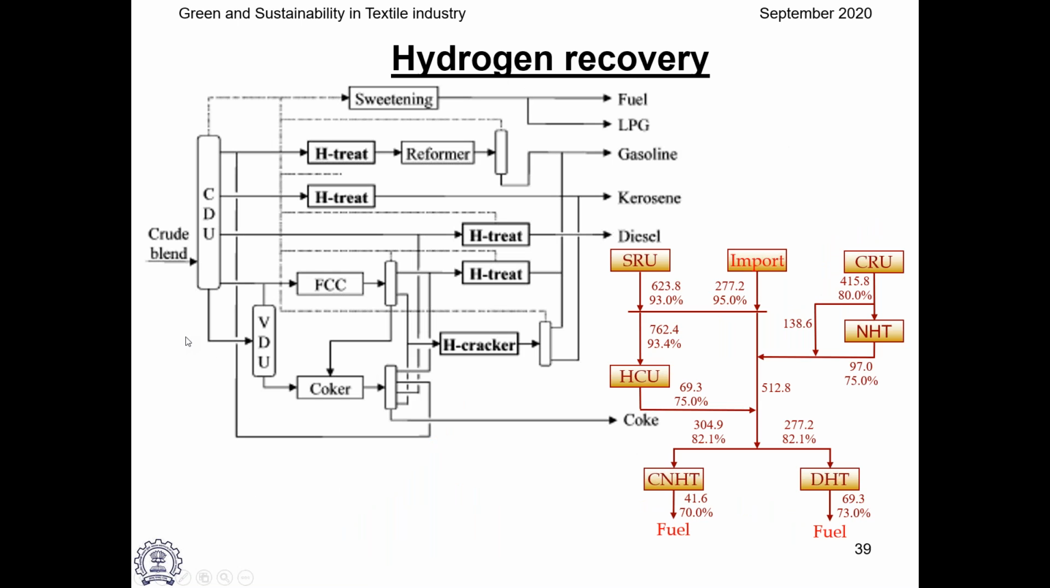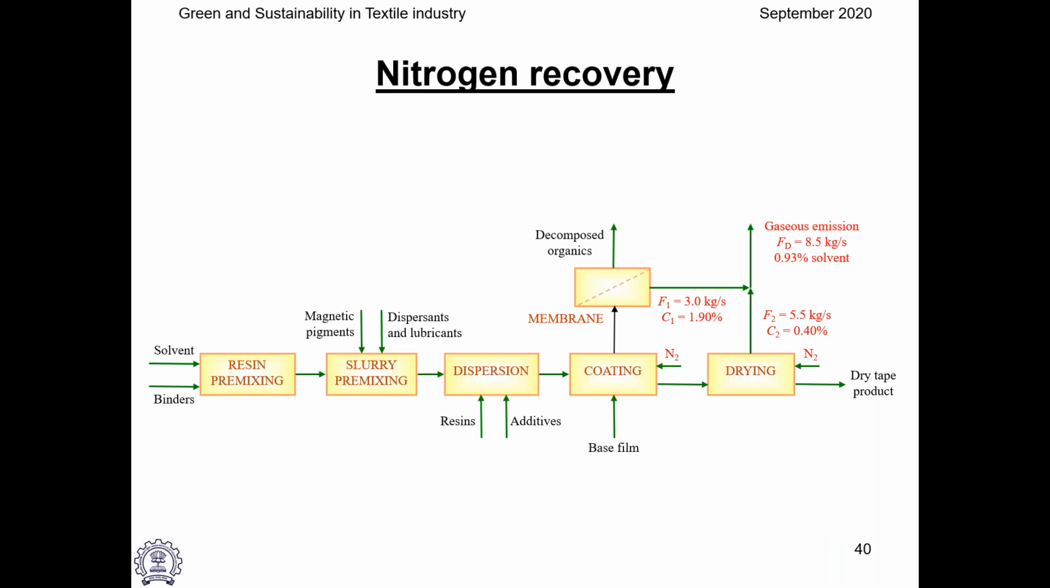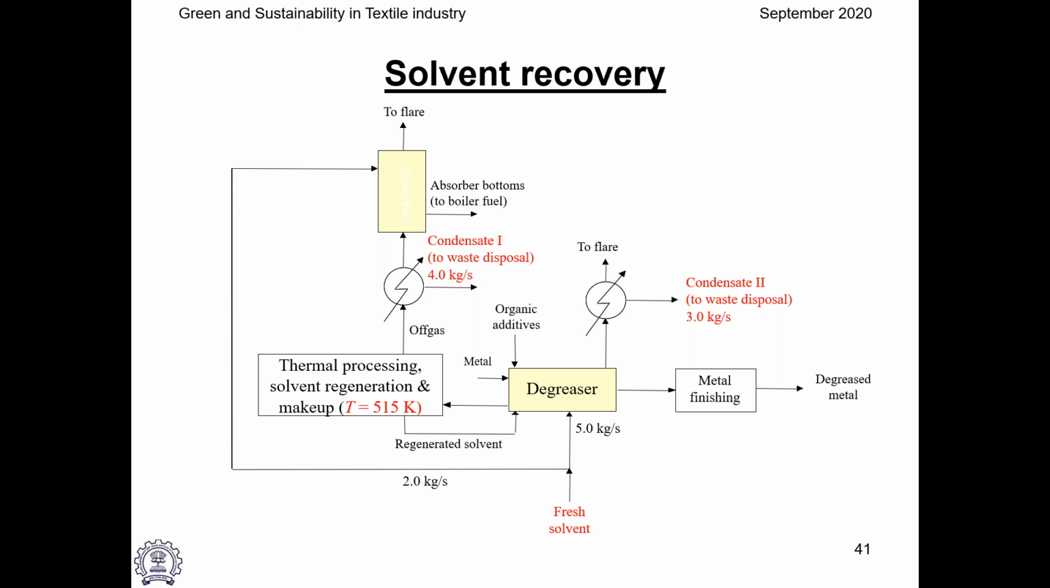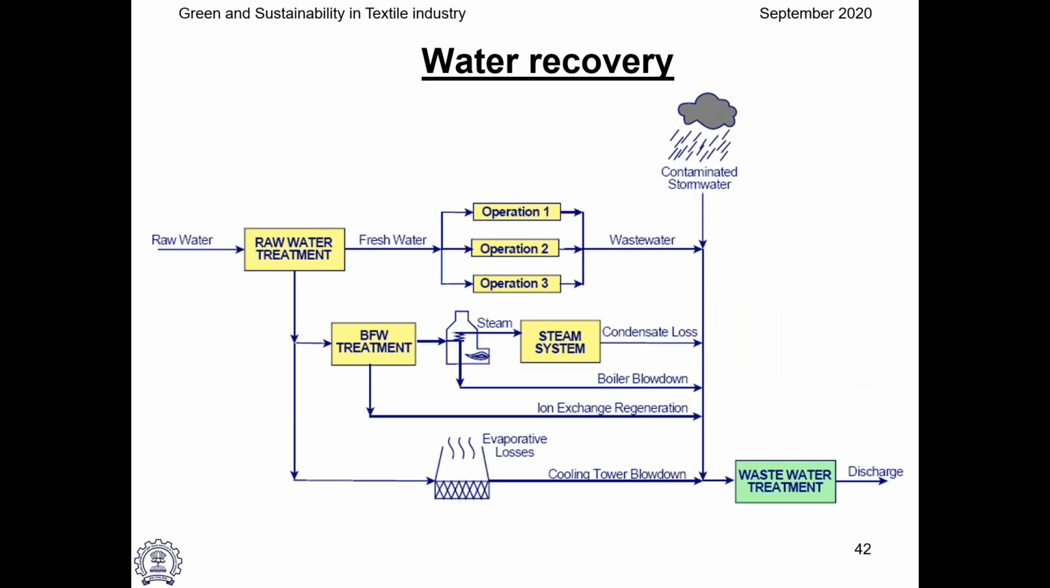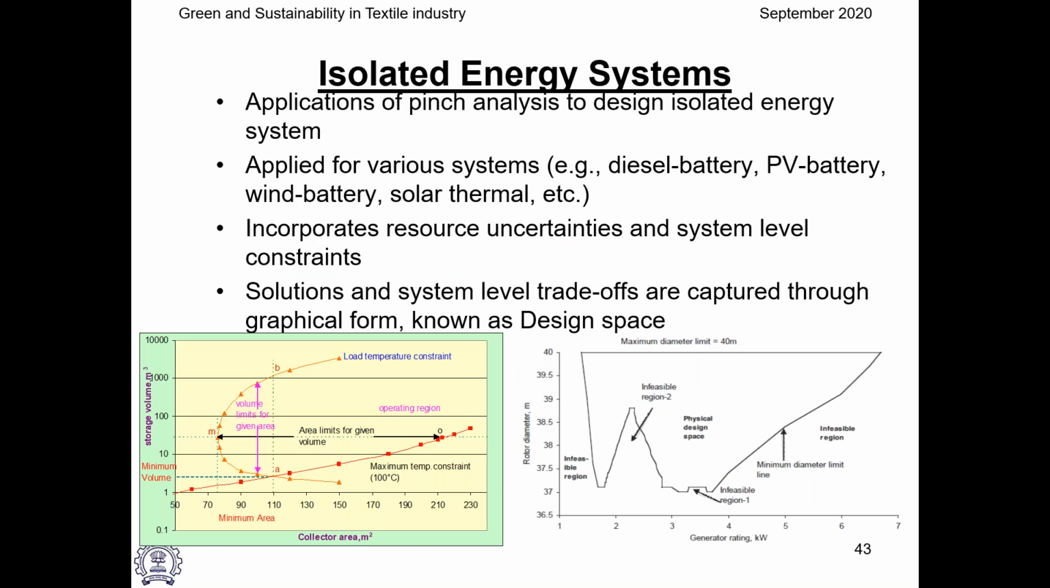It has been applied for hydrogen recovery in refineries. It has been applied for nitrogen recovery in many coating industries and drying processes, solvent recoveries in degreasing plants, water recovery in many places, including the textile industries, which you started with. It has been applied to isolated energy systems like solar thermal, wind, and their combinations.